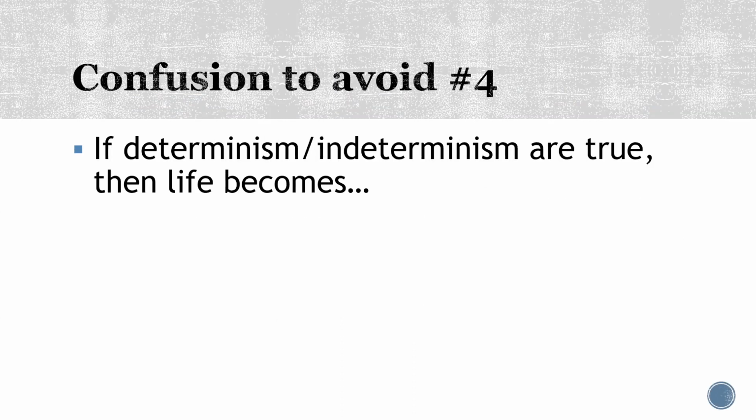All right, the fourth confusion to avoid is a way that a lot of people tend to argue. They say, well, look, if determinism or indeterminism were true, then life would become some particular way. So, for example, if determinism is true, then everybody would have to walk around like zombies, just following all their causes. Well, that's ridiculous. Or if indeterminism were true, then everybody would just randomly do things for no reason at all, which is, again, a little bit ridiculous.